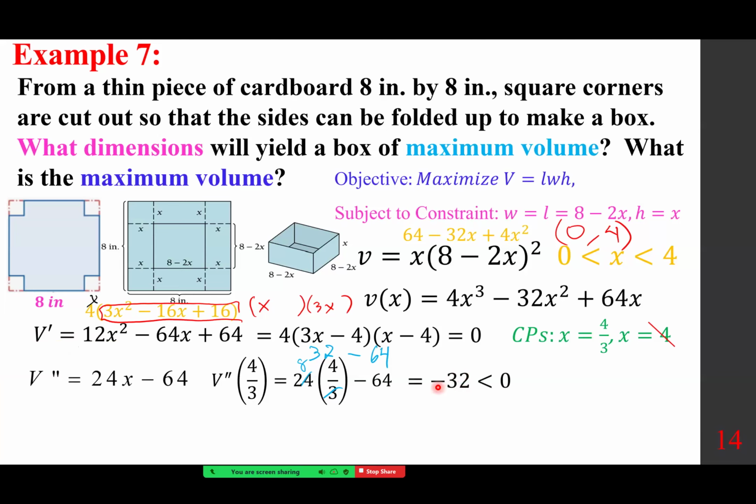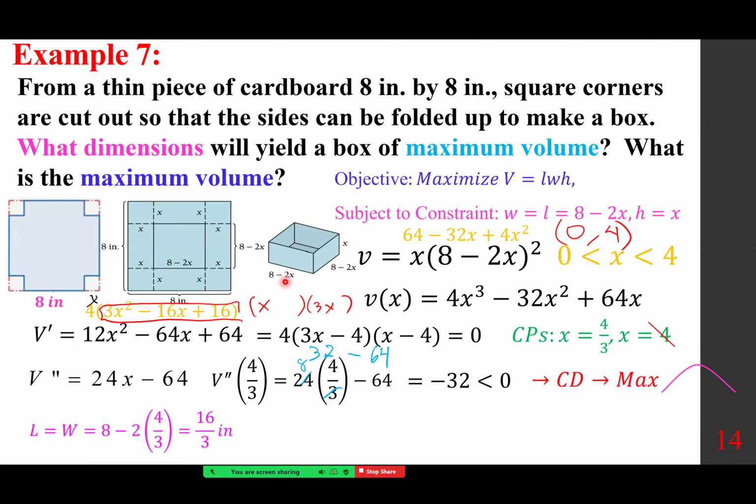What matters is the sign. Negative means concave down. Looking like this, we have the maximum. So the maximum occurs when x is 4/3. When x is 4/3, what is this side? 8 minus 2x.